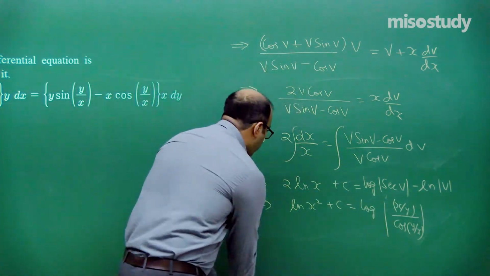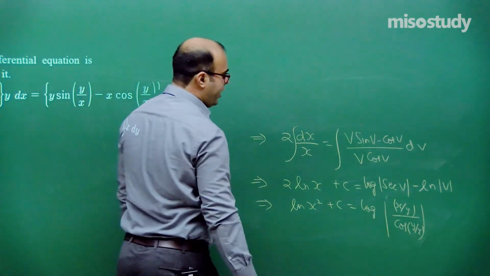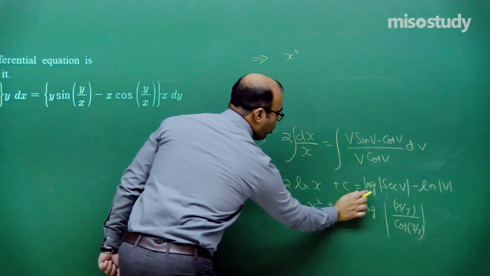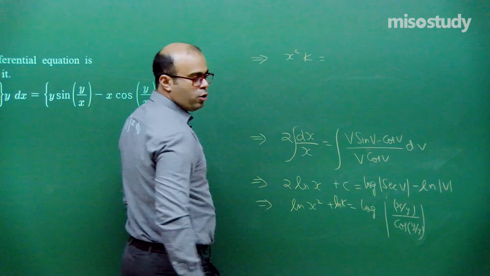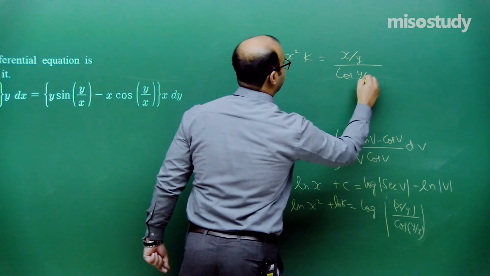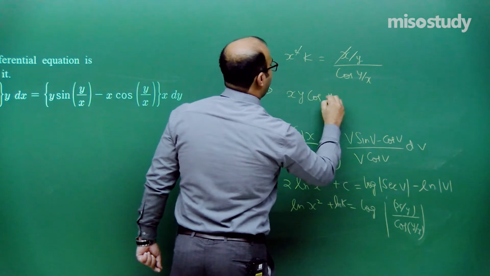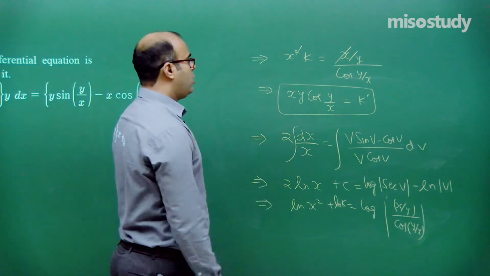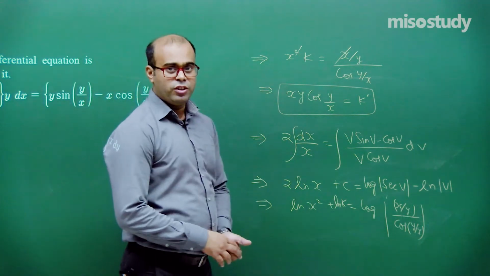Okay, students. Now when we proceed further here, it is almost done now. We have to just rearrange. So this will be written as x square, and if we call this constant as log of a constant k, so x square into k, and we eliminate log from both the sides, is equal to x by y cos of y by x. So this will be written as x cancels, xy cos of y by x is equal to k dash, 1 by k, let us call it k dash. So this is the final family of curves which is obtained after solving the given differential equation.